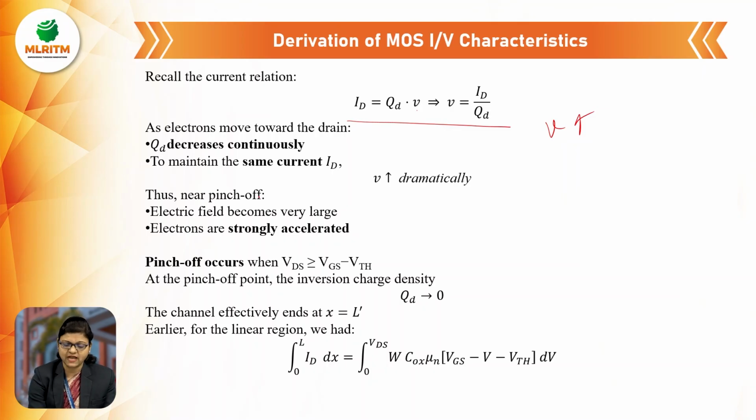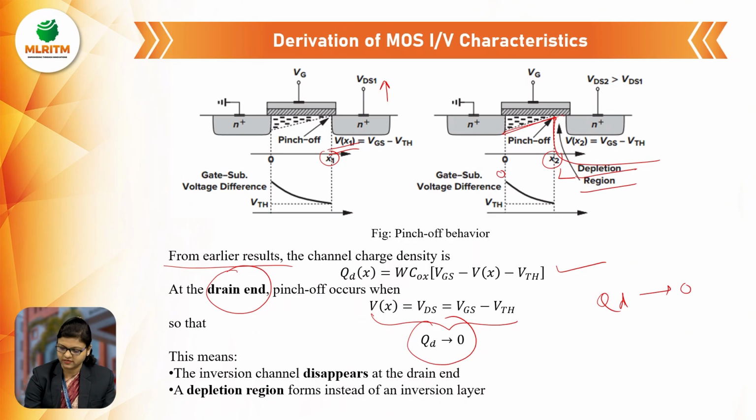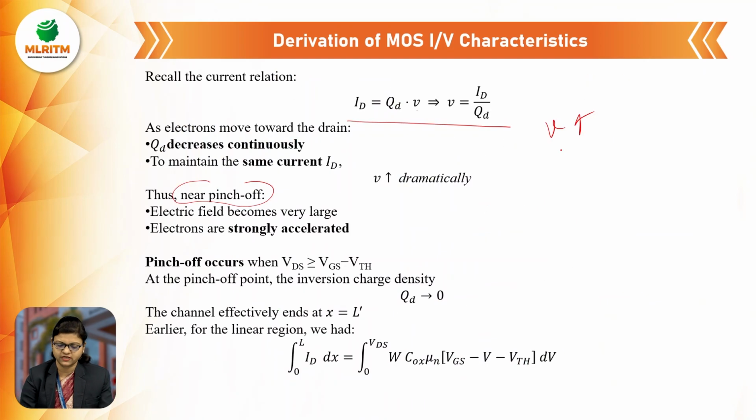Now what will happen near the pinch off point? So in the pinch off point, which we can call X2, the electric field becomes very large, and the electrons are getting accelerated very strongly. The condition for pinch off to occur is that VDS, the drain to source voltage, should be greater than or equal to VGS minus VTH. At this particular point, the charge density becomes 0.